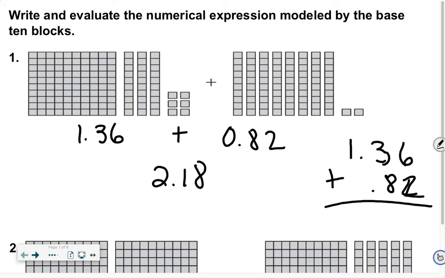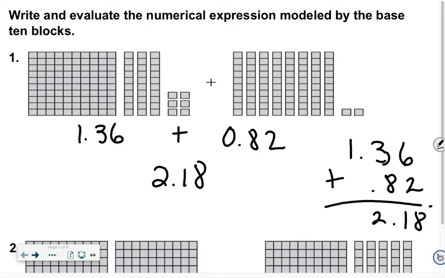Anyway, we get it, right? Yeah. My eraser's huge.